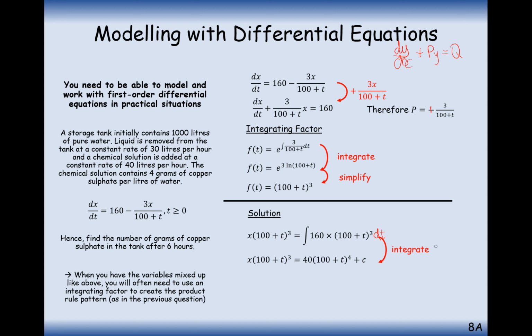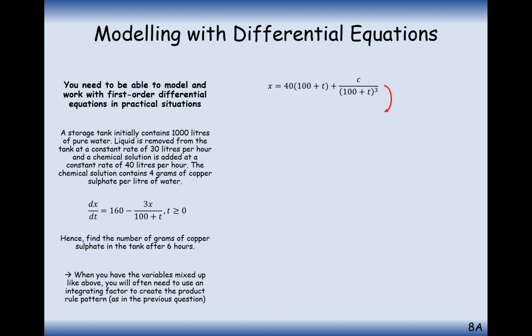Next thing we'll need to do is integrate the right hand side. You could use a substitution of u equals 100 plus t if you wish. That will lead you to 40, because you divide 160 by 4, and then you increase the power by 1, so it's (100 plus t) to the power of 4, plus c. And if we then cancel out the (100 plus t) cubed on the left hand side, we'll be left with this: x equals 40 times (100 plus t) plus c over (100 plus t) cubed.